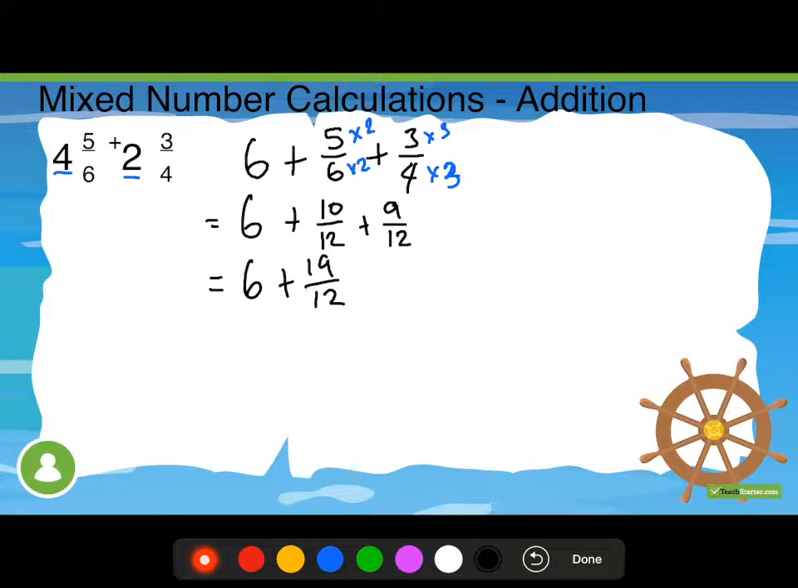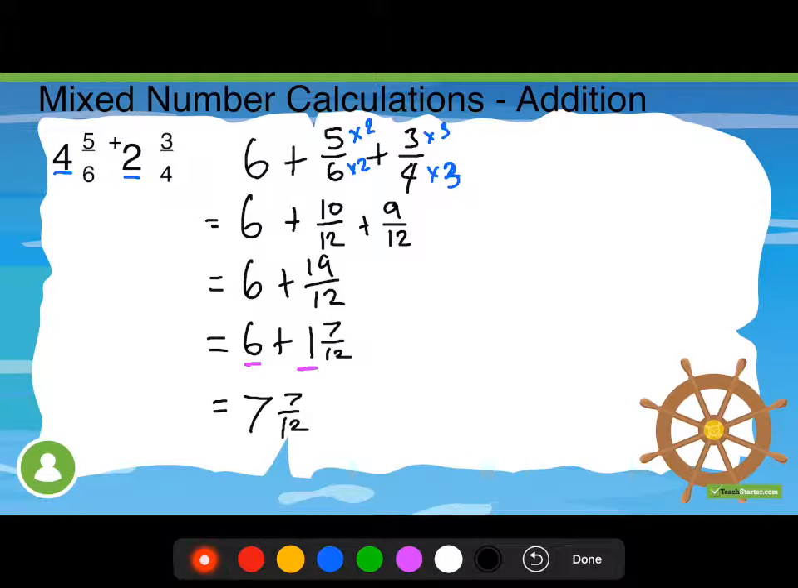So that's an improper fraction, so I can convert that into a mixed fraction. So that's 6 plus 1 and 7 over 12. Now I can actually go and add this 6 and this 1 together. So we actually end up with 7 and 7 over 12.